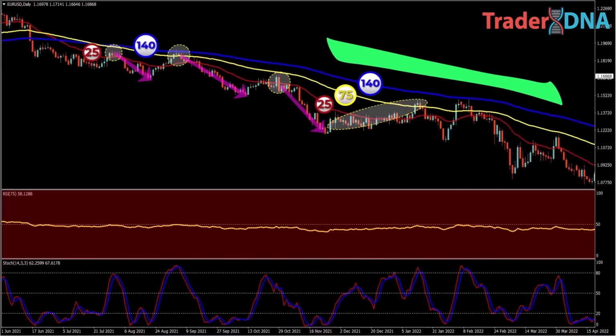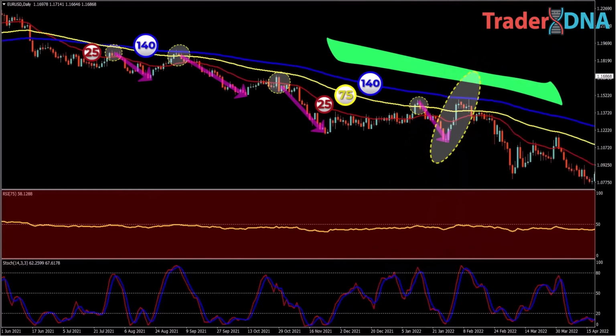Fourth bounce. But wait, plot twist. Price starts climbing again and breaks above the 25 EMA. No worries, we've seen this before. What do we do? We wait for price to test the 75 EMA. And boom, right on cue, price hits that line and gets rejected hard. The trend continues, that's 2 for 2.